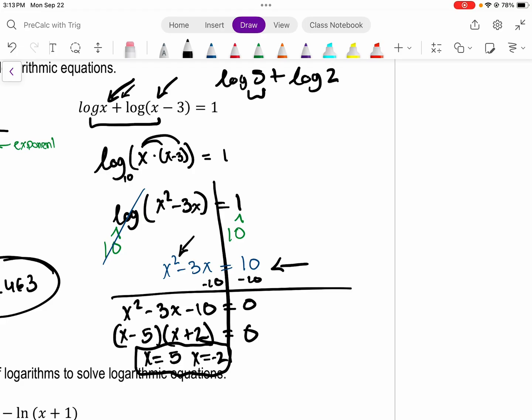If you ever get a negative number inside a log, that is incorrect. That is not possible. Logs cannot have negative numbers inside. So 5 works. But what if I plug in negative 2?